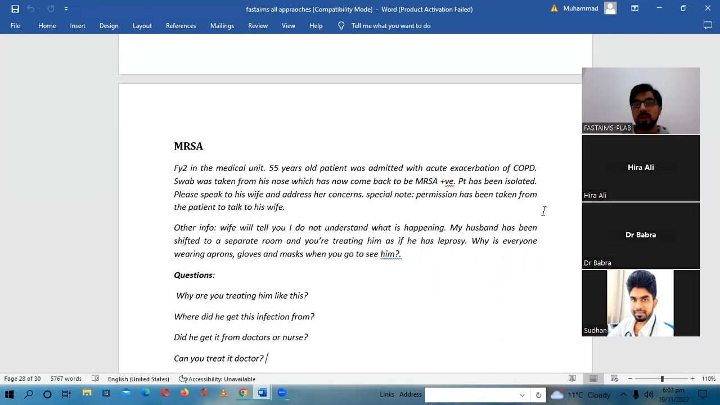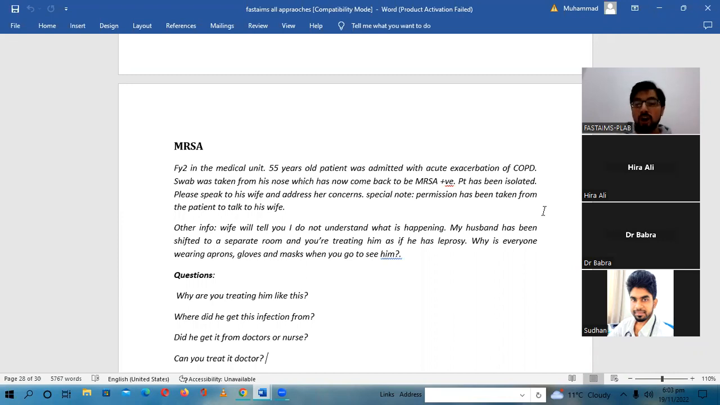The wife has mentioned leprosy, so you need to ask, okay, you mentioned leprosy, do you have any experience with leprosy? And then she might tell you, okay, I have read it on Facebook or Google, or there was one patient, or my uncle, or whatever story she might tell you. Okay, so then you need to explain that, okay, let me explain to you.